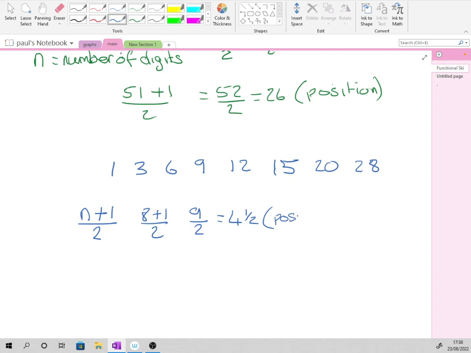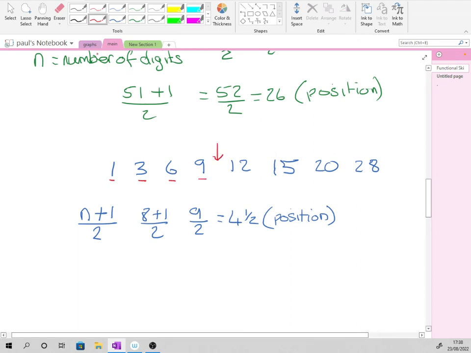So that's the position of the median. 4 and a half numbers in from the end. 1, 2, 3, 4 and a half. Yeah. And do it from the other end as well. 1, 2, 3, 4 and a half. So the median is in between 9 and 12.